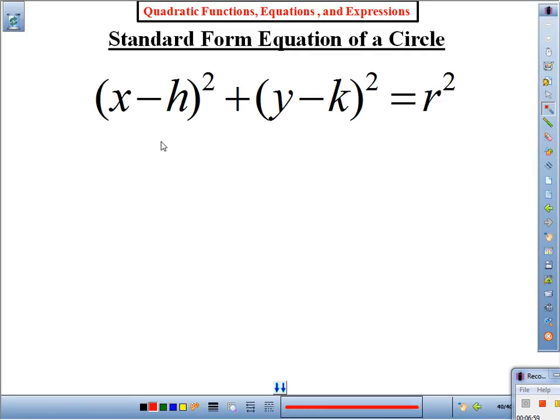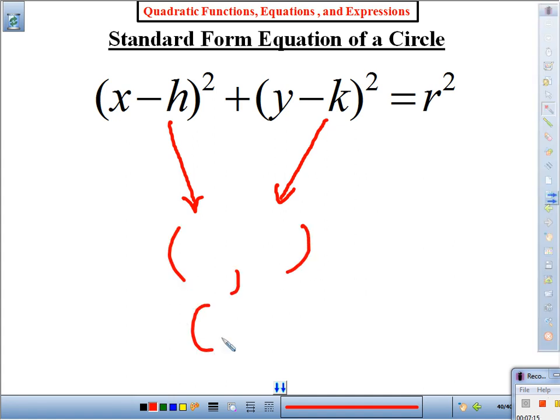The other thing I want you to label: don't these look familiar, h and k? In the past we've used those as the vertex. That is correct. But today they're no longer the vertex. They're known as the center. And of course the r stands for radius.